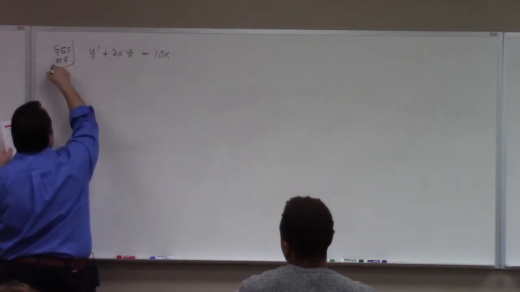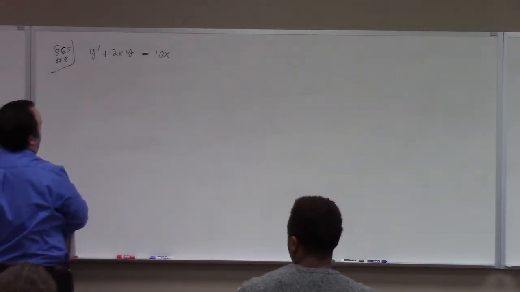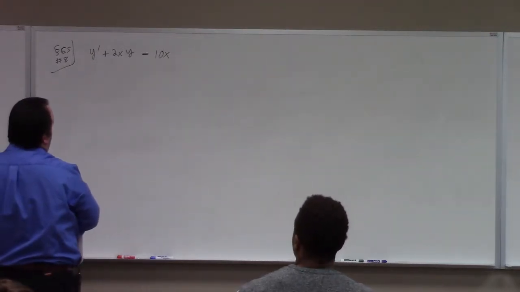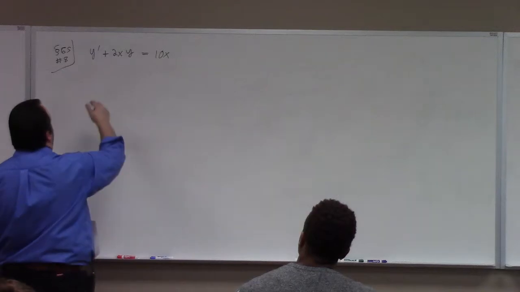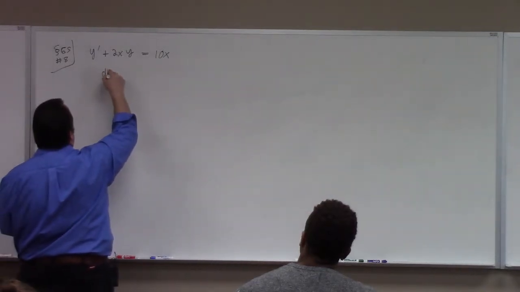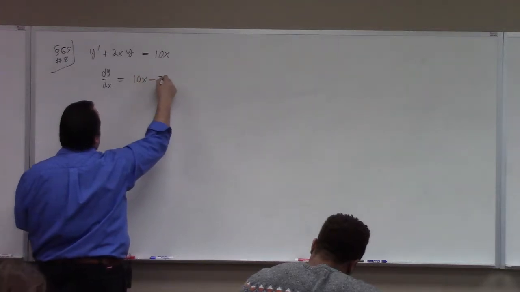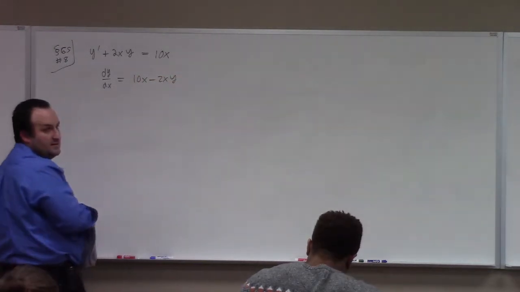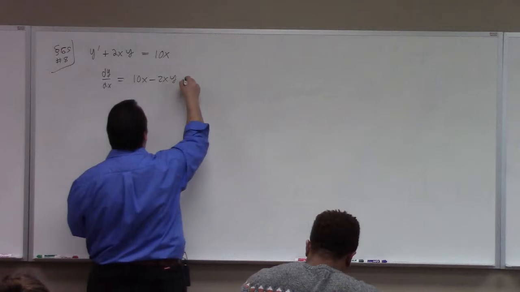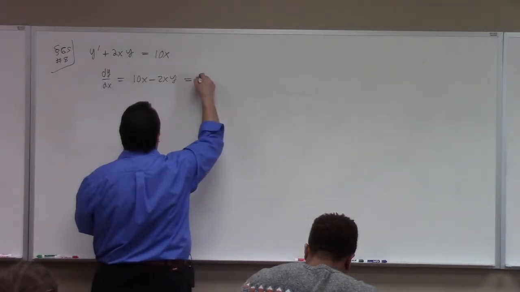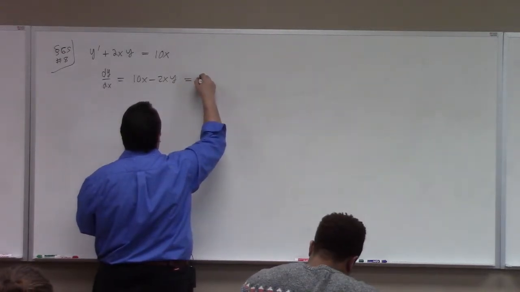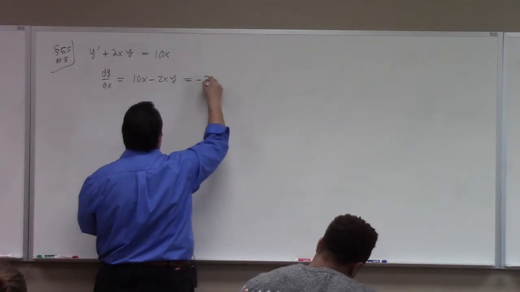All right, let me show you a better way to do this one. This is dy dx is equal to 10x minus 2xy, right? Which is what? That's minus 2x times what?